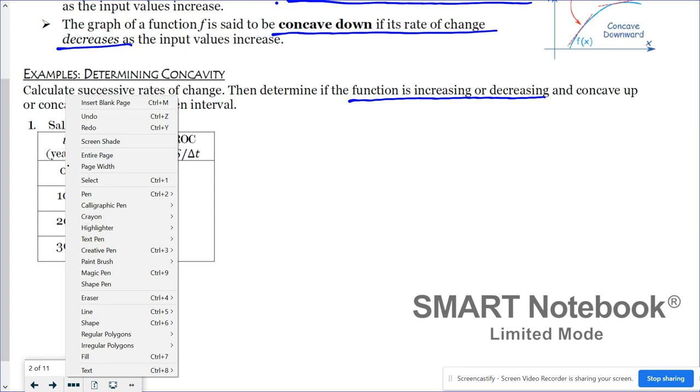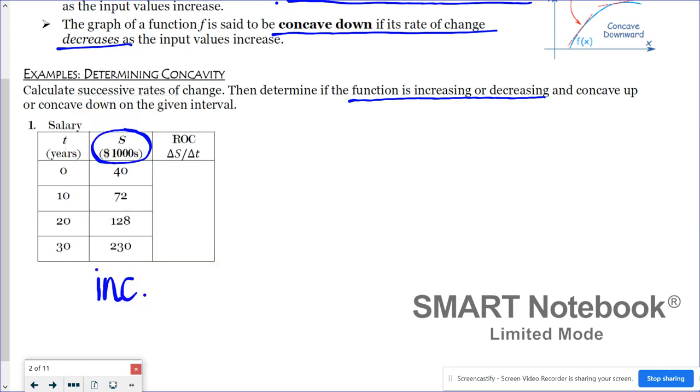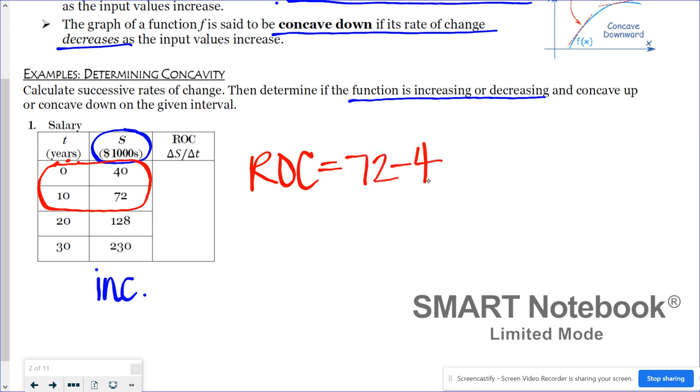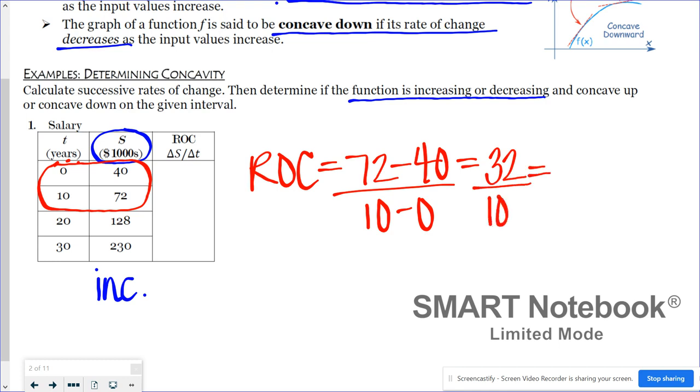I'm going to have to calculate 3 successive rates of change. I'm going to start with the first pair of data and calculate the rate of change: y2 minus y1 divided by x2 minus x1. I end up with 32 divided by 10, which is simply 3.2. So that's the first rate of change. Now, calculating one rate of change isn't enough. I need to calculate at least 3 rates of change to determine concavity.